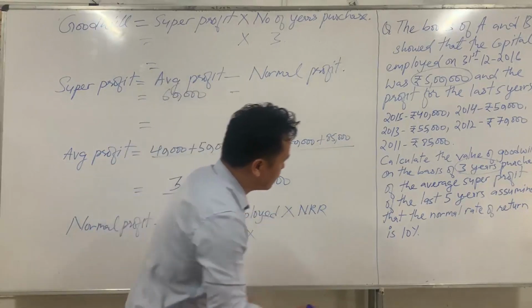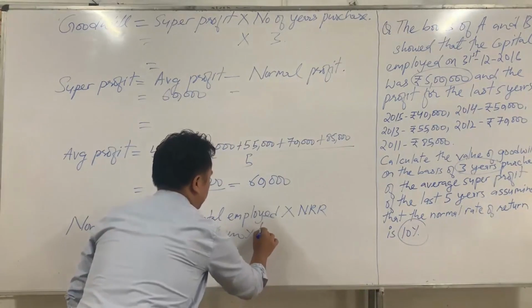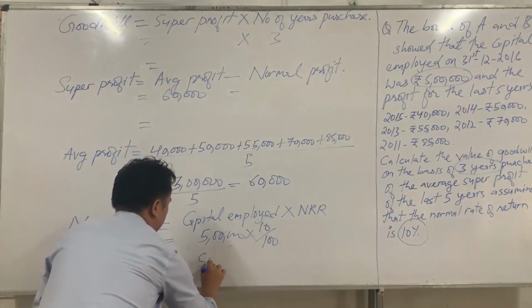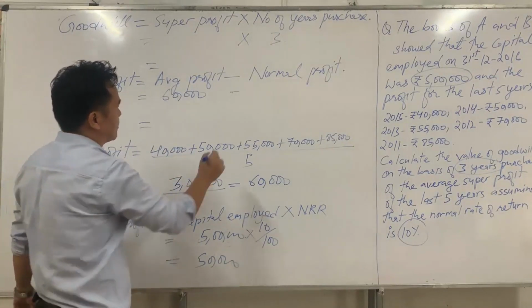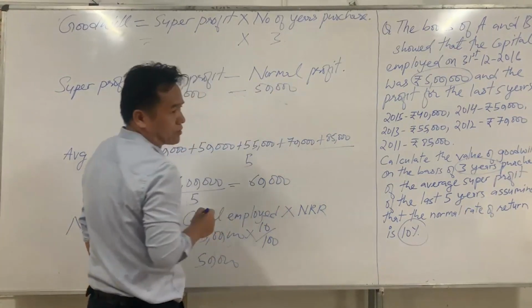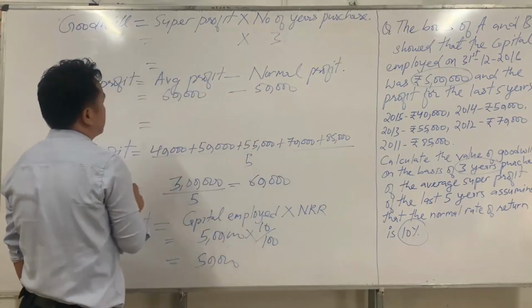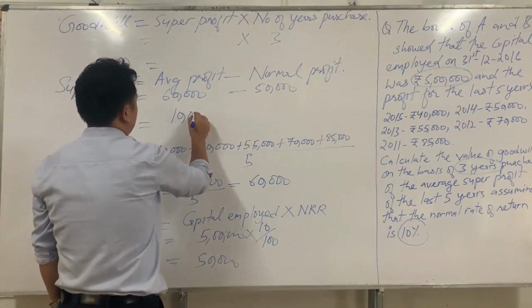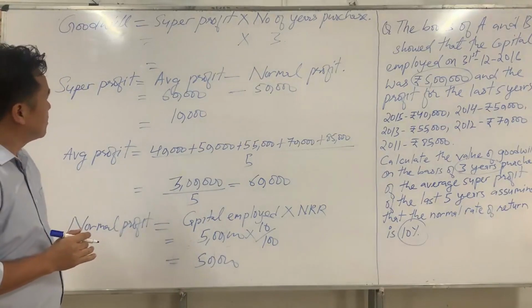So what is normal rate of return? Normal rate of return is 10%. So 10 divided by 100. So how much do we get? We'll get 50,000. Now we can put the value of normal profit. Normal profit is 50,000. Now if we deduct 50,000 from 60,000, how much do we get? 10,000. So 10,000 is the super profit of the firm.